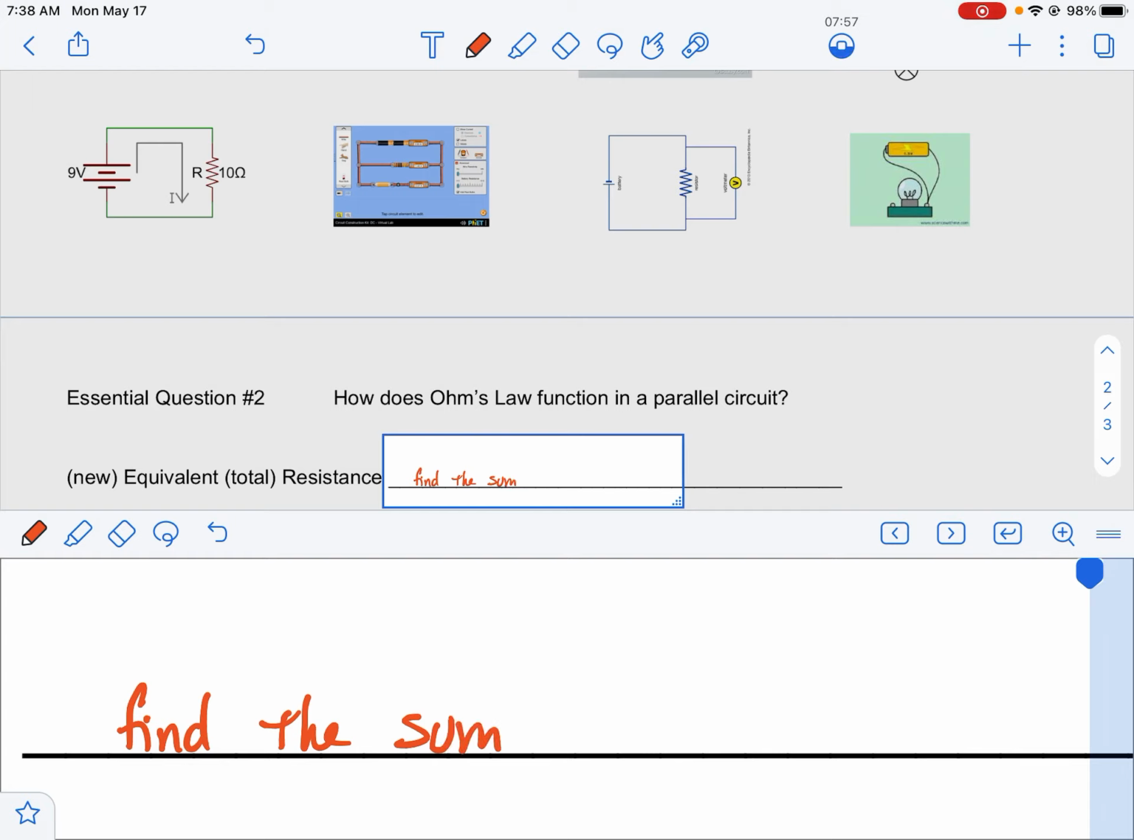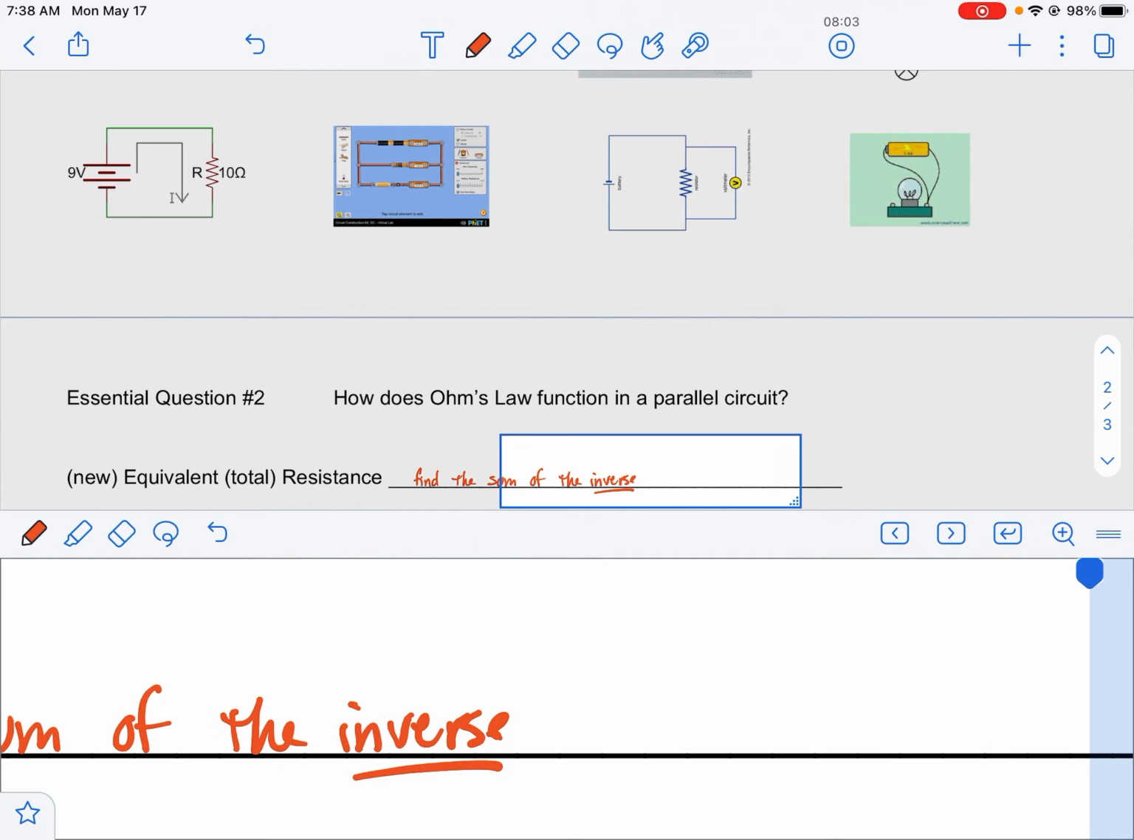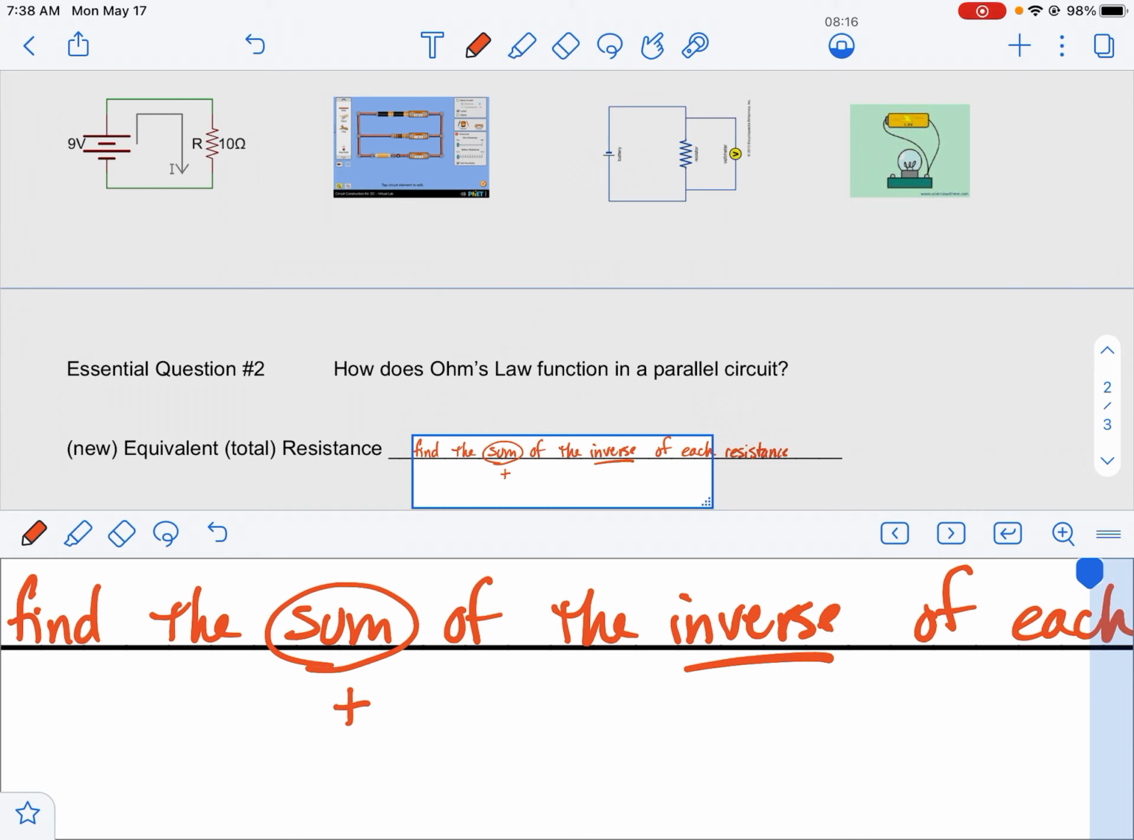Remember that sum means adding, right? Of the inverse of each resistance. What does inverse mean? Inverse means 1 over. So the sum, that means we're going to add, and the inverse means we're going to do it upside down, right? 1 over each resistance. So what does that look like?